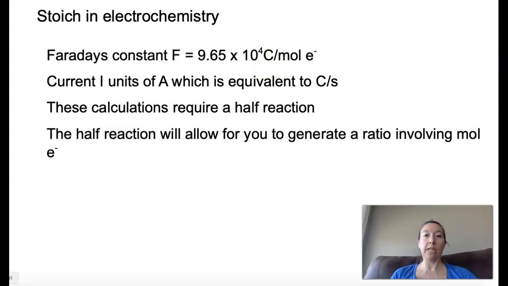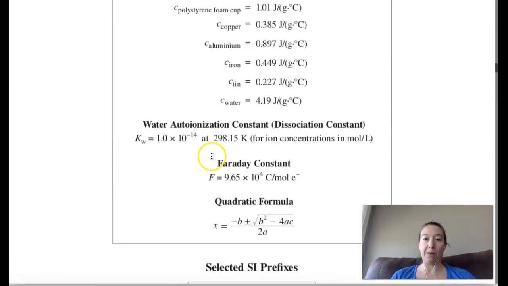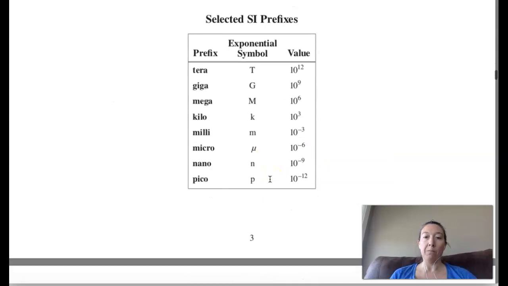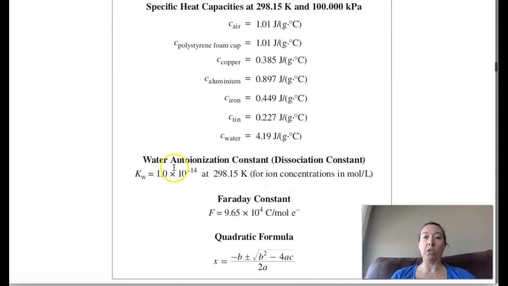If you go to your data booklet, this is found on the miscellaneous table, which is on page 3. This is the same spot that we look to for Kw and the quadratic formula when we were using it. Here is that Faraday's constant. It doesn't need to be memorized; you will always have access to it. It's 9.65 times 10 to the 4 coulombs per mole of electron.